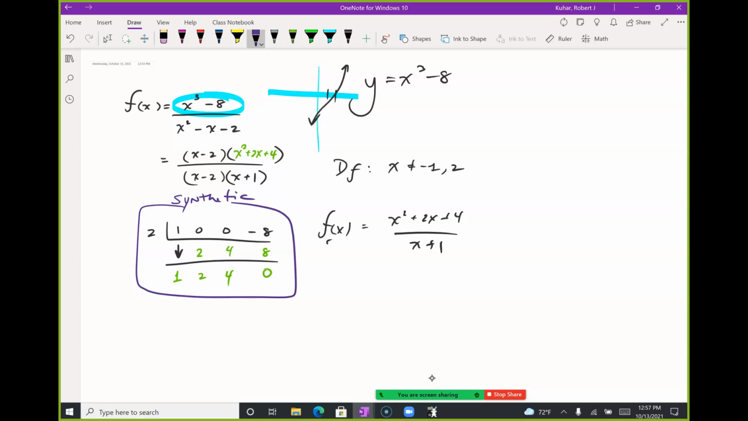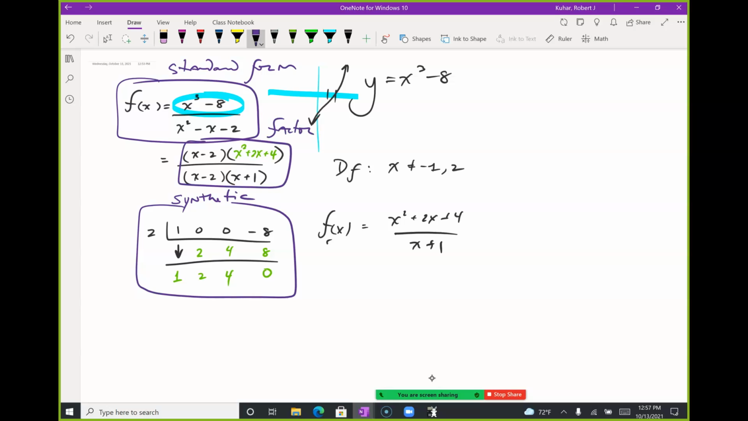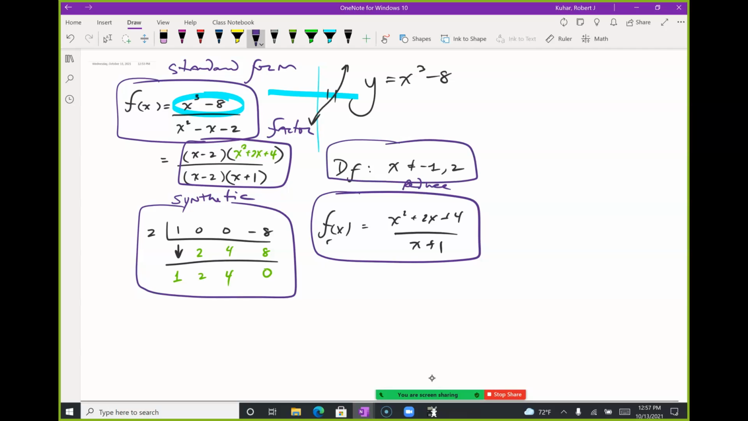Okay, so I've got my standard form, right? I've got my factored form. I've got my reduced form. And I still know my domain is the same. No matter what form I'm looking at, my domain is the same. I cannot plug in 2. I cannot plug in -1. If I plug in -1, I get a vertical asymptote, right? So I have a VA of x equals -1. I have a hole at x equals 2.